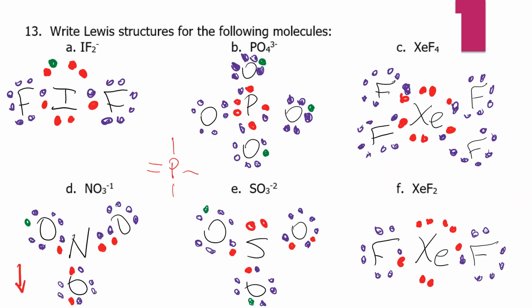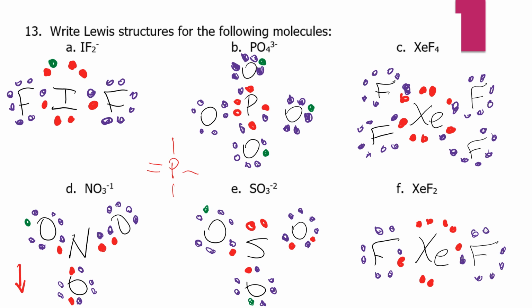Look at these amazing drawings. Again, I knew I wouldn't be able to draw live in front of you. So iodine usually has 7. I did them in red. Fluorine usually has 7. I did them in red. What's the green? One extra electron. All right.